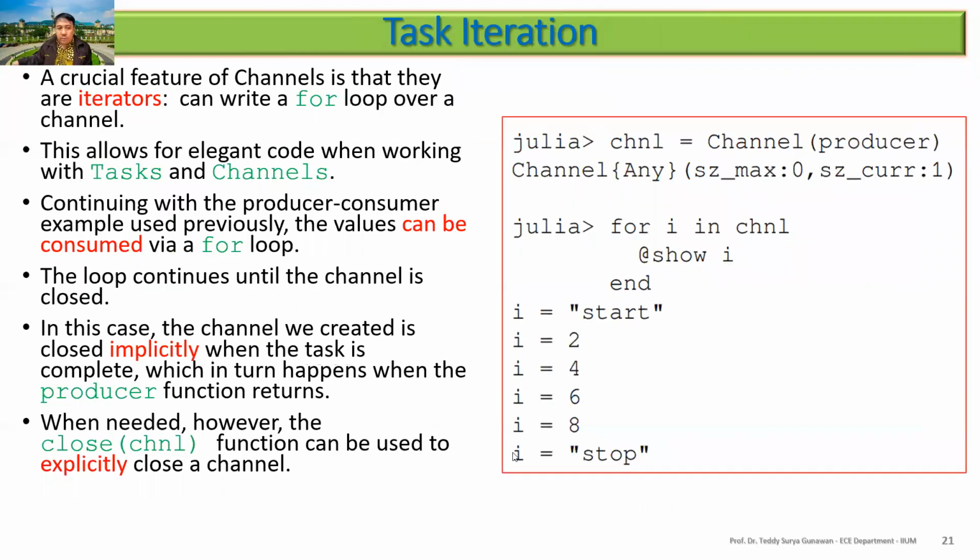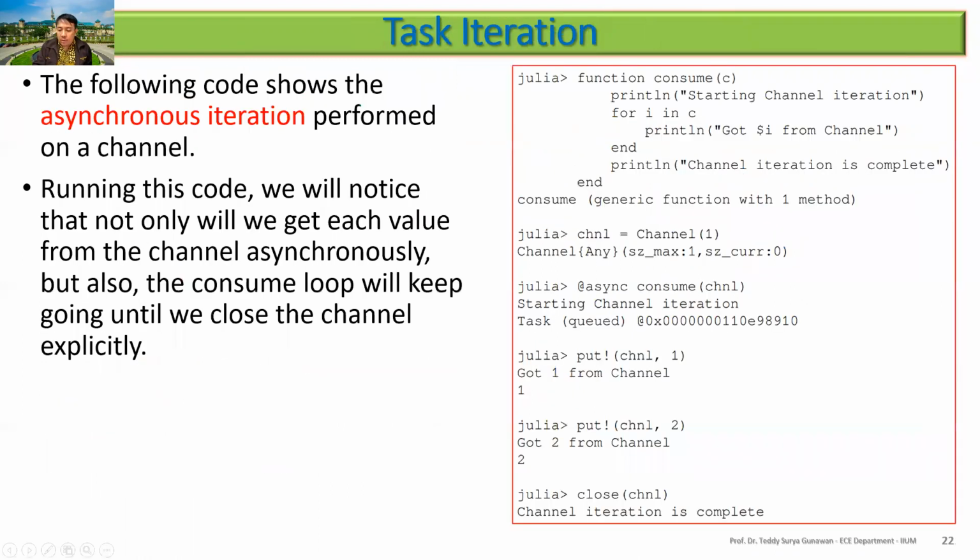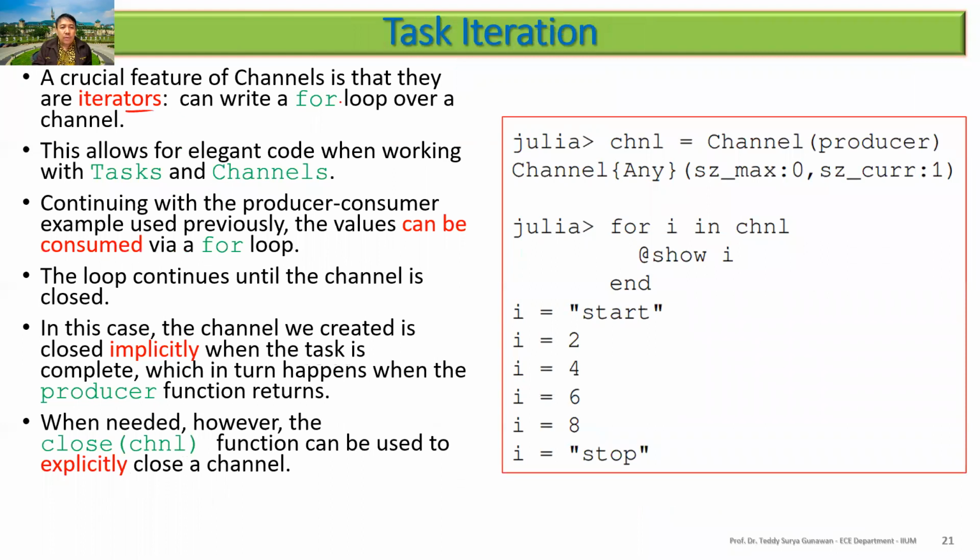Okay, then let's move on. The crucial feature of channels is that they are iterators, meaning you can write a for loop over a channel. This allows elegant code when working with tasks and channels. So you have the channel producer here, the any maximum is 0, meaning unlimited. For i in channel, show i. Then you can see it will show it here.